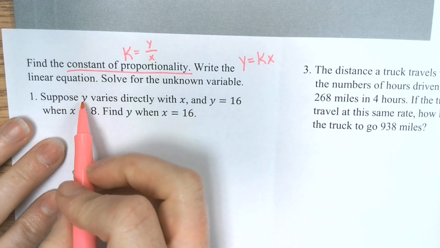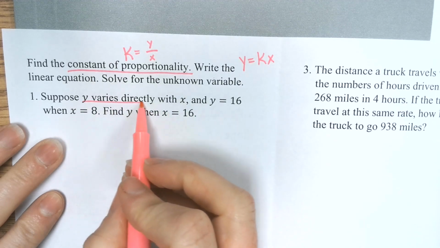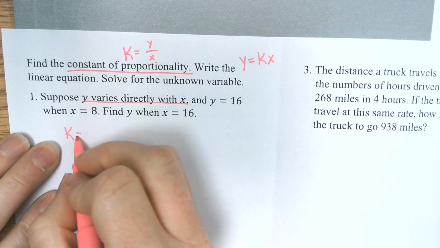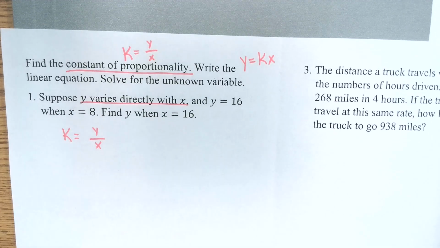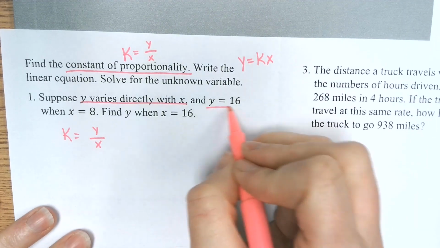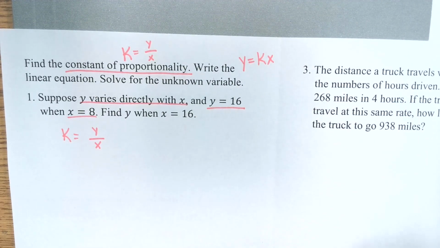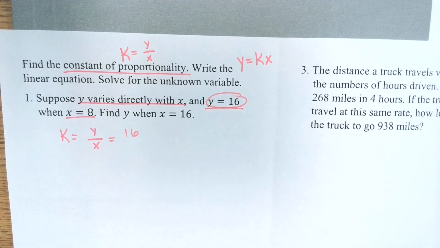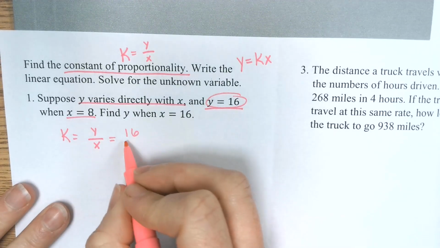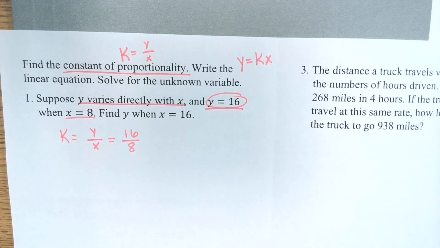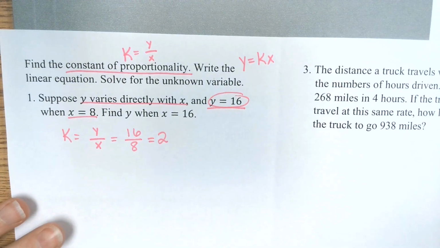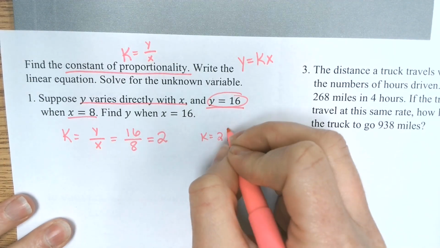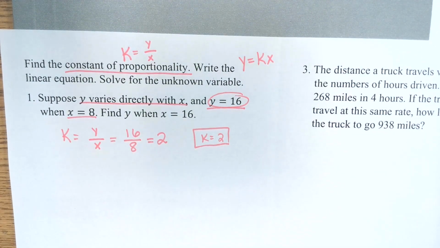We have, suppose y varies directly with x. So that's your key phrase. That tells us that k is going to be found by doing y over x. And then it says y is 16 when x is 8. So we've got to find the k value. So y is 16, so I'm going to put that on top, and then x is 8. So we divide 16 by 8, and we get 2. So k is 2. So write k equals 2, put a box around it. K is our constant of proportionality.